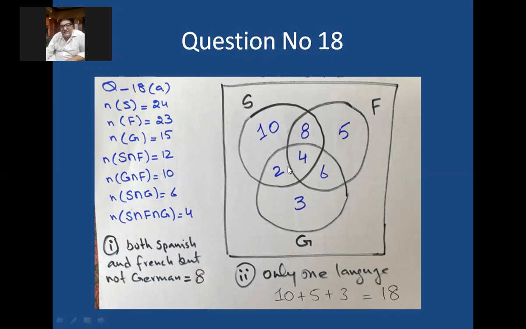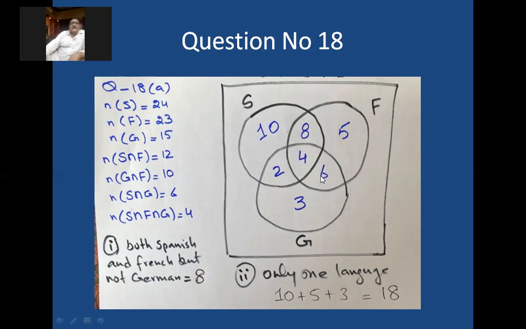4 is already written there. So here I will write 2. G intersection F is 10. G intersection F 10, that is this portion. So in this portion, G intersection F, you should have 10 members. 4 is already there, so here I will write 6.